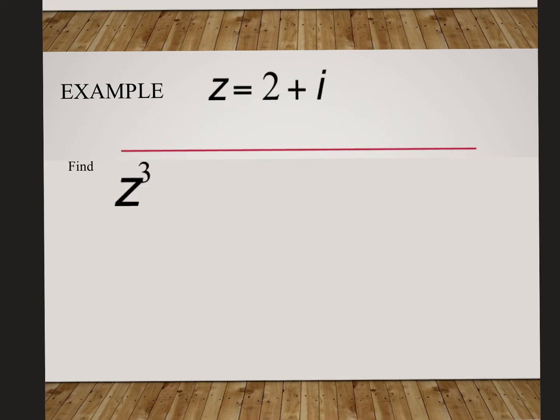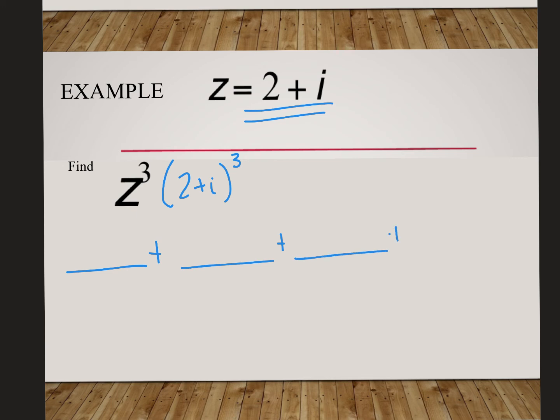Okay, for this next example, you're given this complex number and you are asked to raise it to the third. In other words, 2 plus i to the third. Now, you could do this as 2 plus i times 2 plus i times 2 plus i. There's no shame in that. But I did teach you how to do this with binomial expansion, which is how I'm going to do this problem.